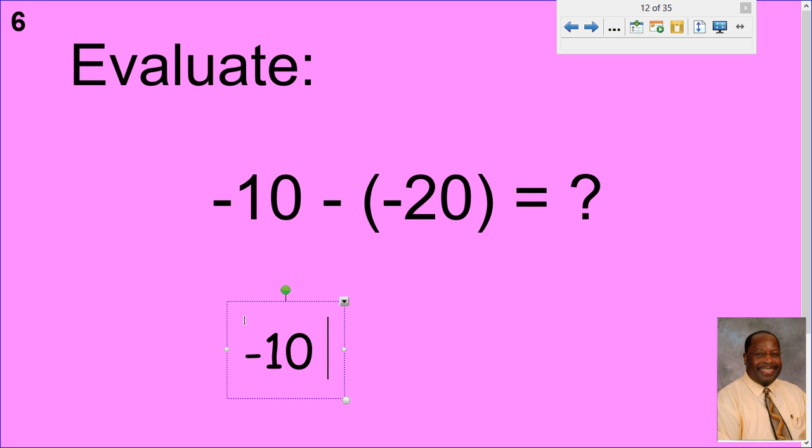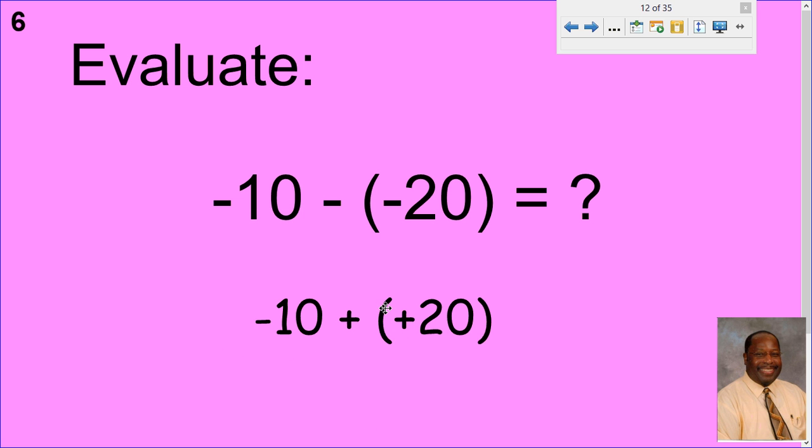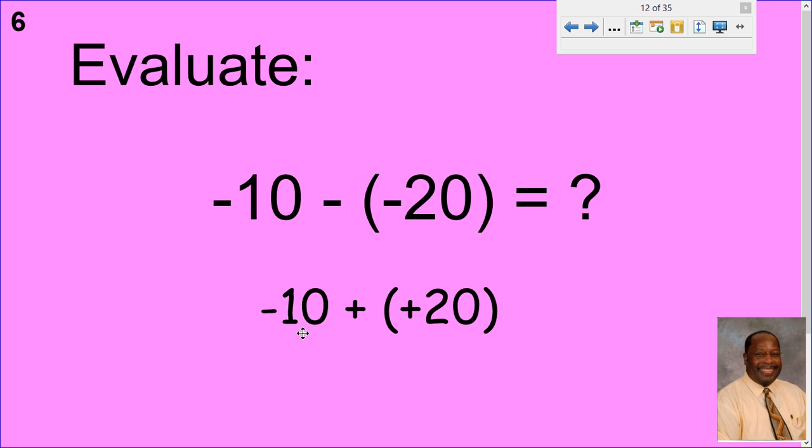So far we've got negative 10. And what does that minus sign get changed to? That's right, addition. And we're supposed to do something to the second term, change it to its what? That's right, its opposite. So negative 20 gets changed to positive 20. So now here is our new problem. Negative 10 plus positive 20.